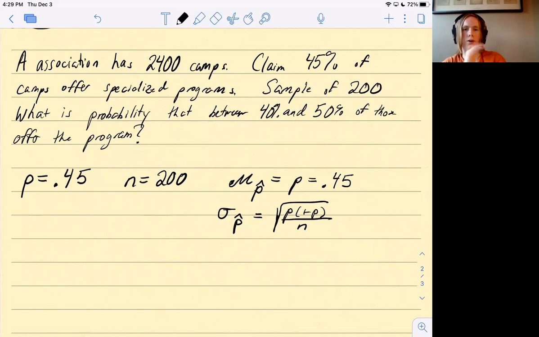So I understand why you want to do this with a sample less than 10%, right? Because as you get closer and closer to the real population, it gets less and less random. But what if you had like 1,200, which is half of the population? There is still variance there, but you can't use this formula for it. I'm just kind of curious what you would do.